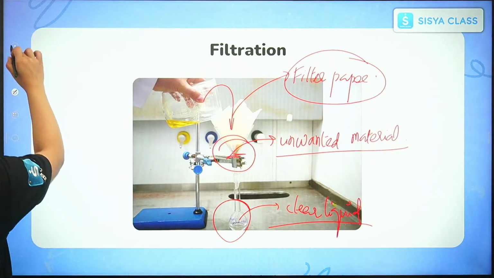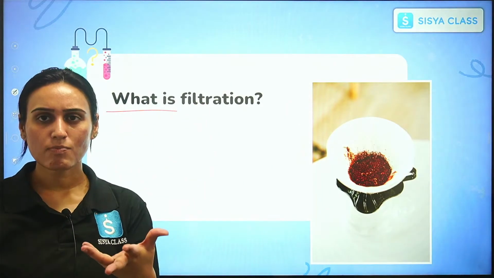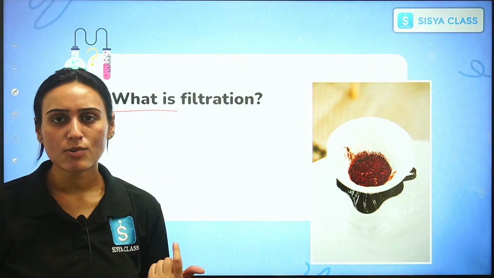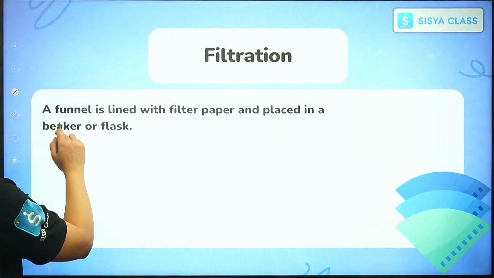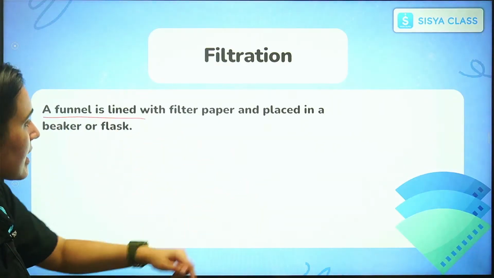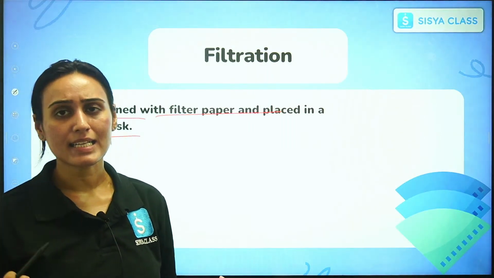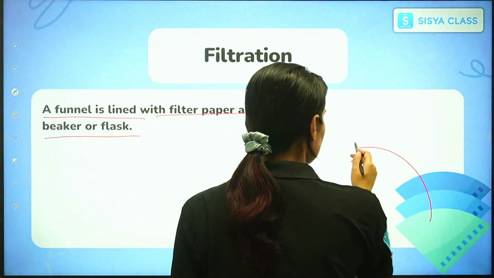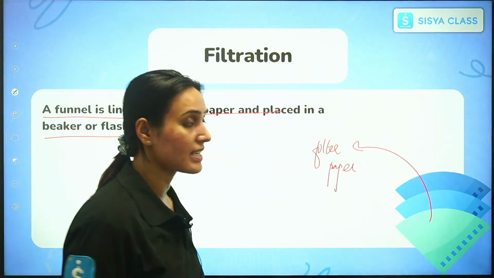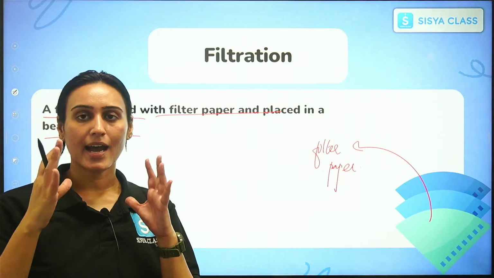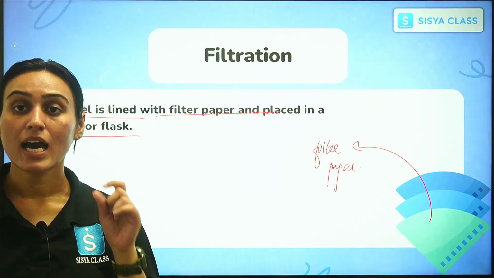Please see. So what is filtration, everyone? Let's find out what are the steps involved, what type of components we use here, what are the requirements. So first of all, we need a funnel and it is lined with a filter paper and placed in a beaker or flask wherever you want to collect the clear liquid. So this is your filter paper. You are going to place it in a funnel that you have seen just now, and the funnel you will place inside a beaker, a flask, wherever you want to collect the clear liquid.